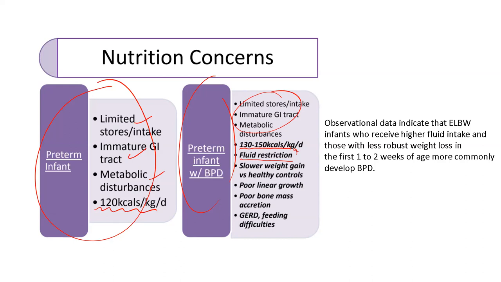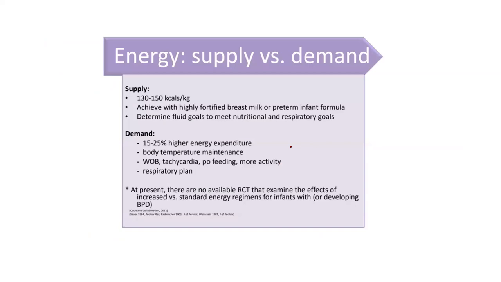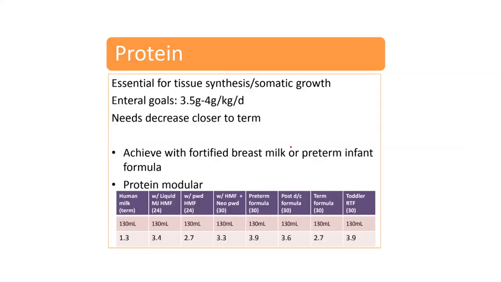Babies with chronic lung disease also have slower weight gain compared with healthy controls, poor linear growth, and poor bone mass. They are at risk of osteopenia of prematurity. They also have reflux issues that make feeding more difficult. Protein we discussed.